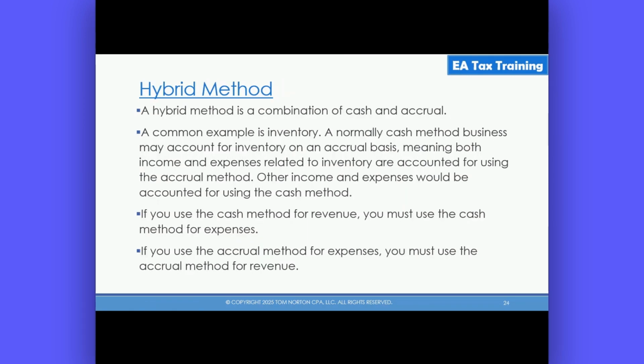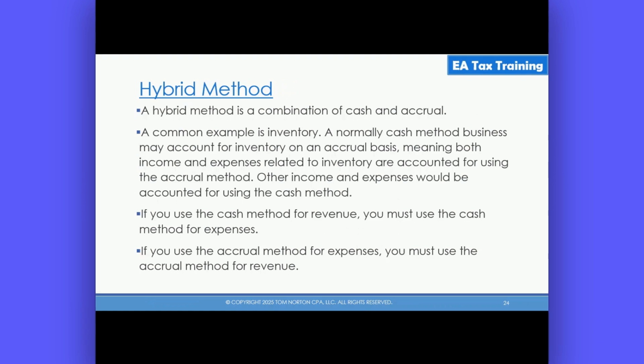A hybrid method. A hybrid method is a combination of both cash and accrual. So a common example is inventory. A normally cash method business may account for inventory on an accrual basis, meaning both income and expenses related to inventory are accounted for using the accrual method. Other income and expenses would be accounted for using the cash method.